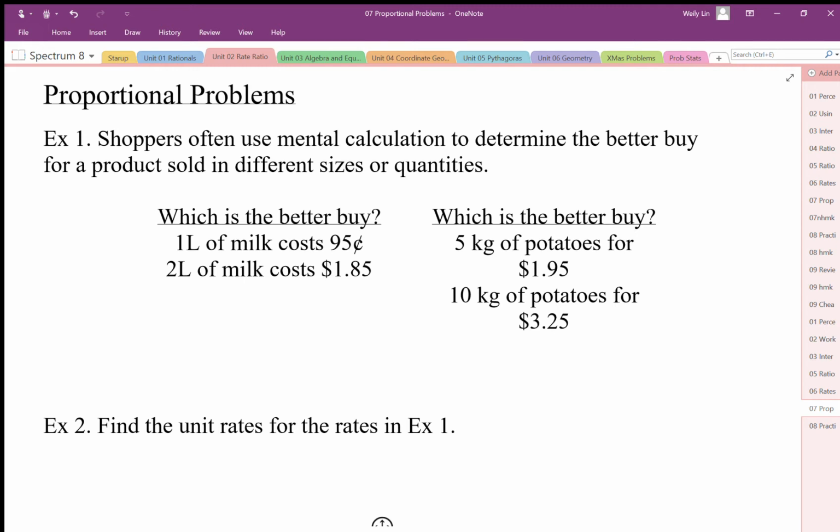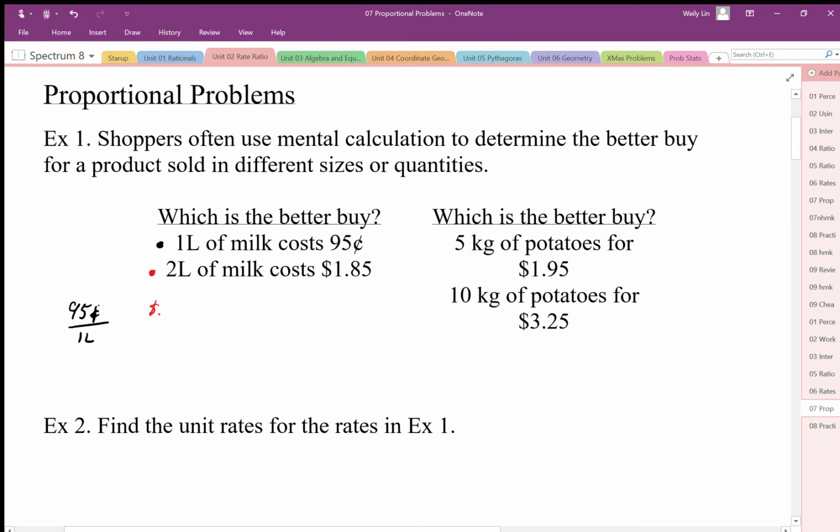So one of the things we could do is we could use a unit rate. So we have 1 liter for 95 cents. So we can write that as a unit rate of 95 cents per 1 liter. And then so that's that one there. And then we can compare this one here. We can find the unit rate for this, and we can say $1.85.